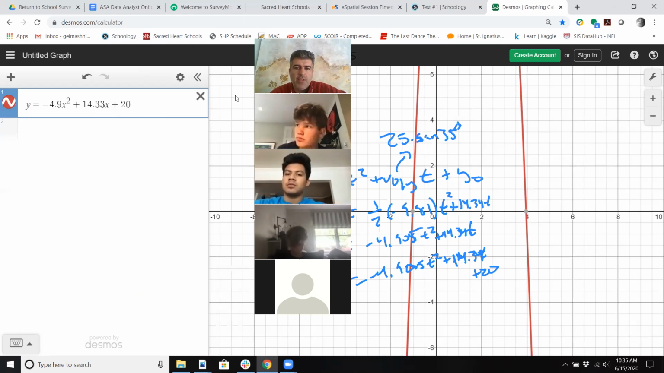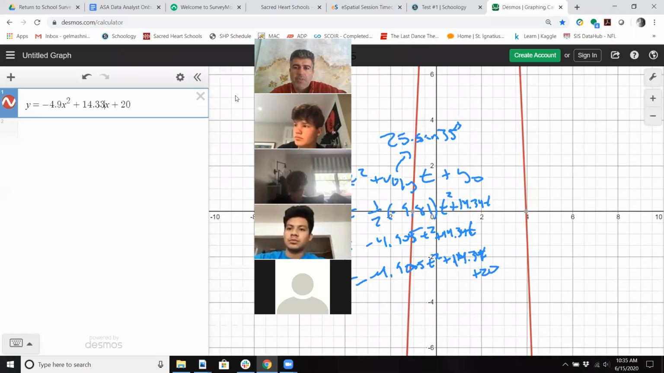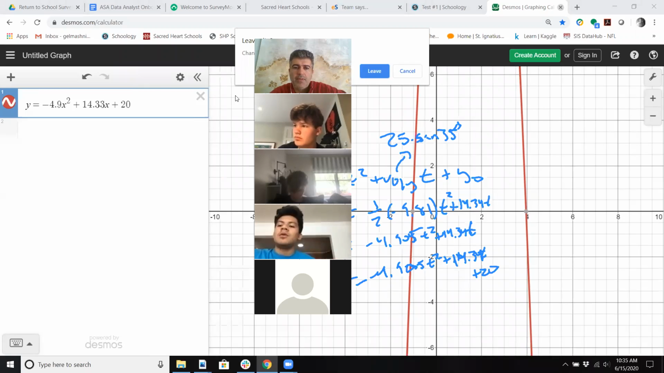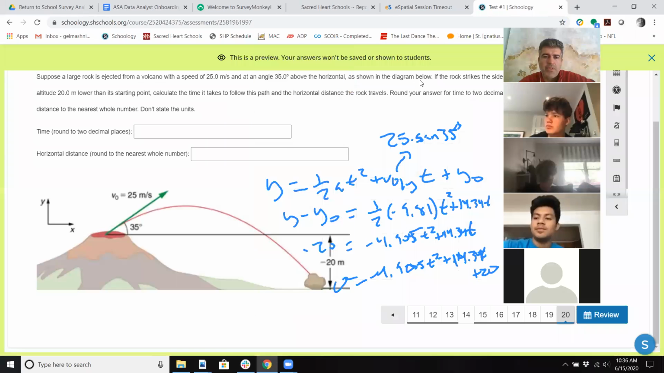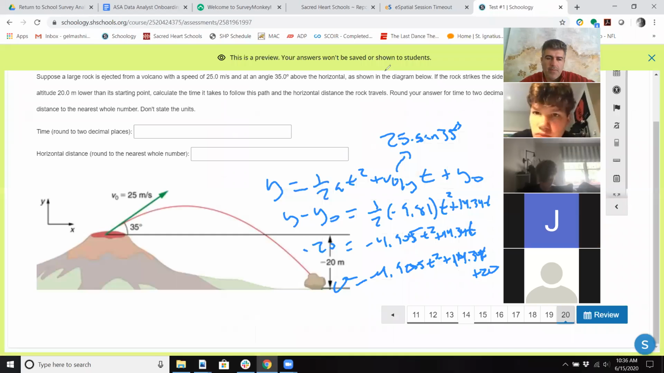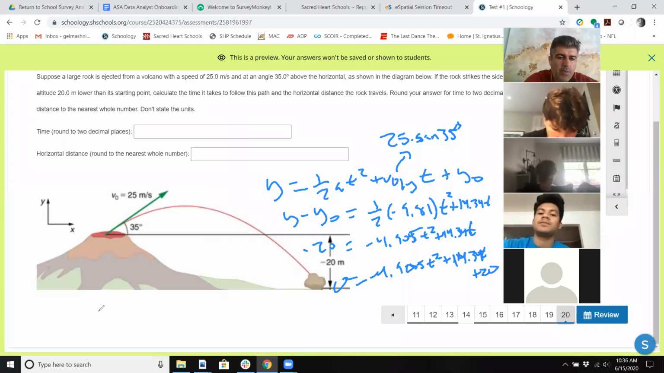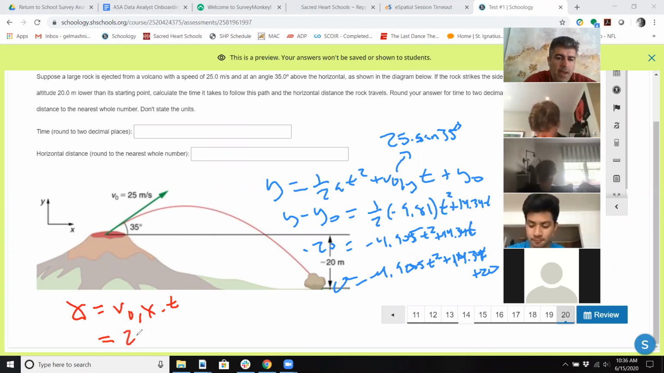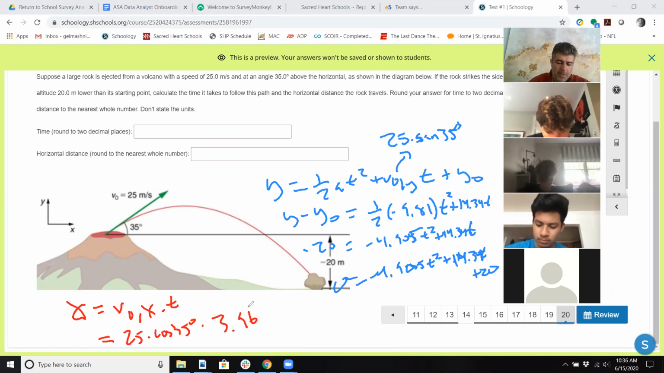And then once you have the time, you can plug it into the range formula. So let me close this down. The range formula is just x equals v0 in the x direction times time. V0 in the x direction is going to be 25 times cosine 35 degrees times your time, which we have as 3.96. And of course, if you have 3.95, you're going to be off a little bit. 25 times cos 35 is 20.4788. Again, if you round that too soon, that's also going to be a problem, so I'd advise that you just leave things in the calculator.